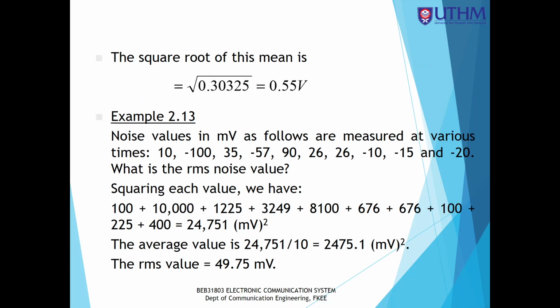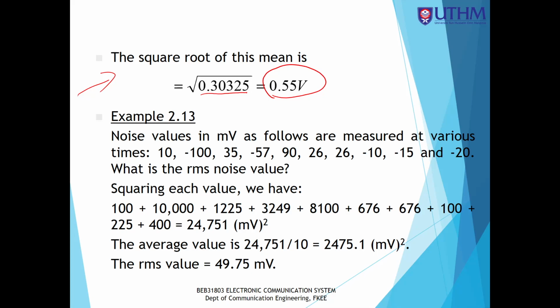Then finally, the third step is to find the root mean square. So the root mean square is the square root of the average value. You get 0.55 volt. So this is the RMS noise value.